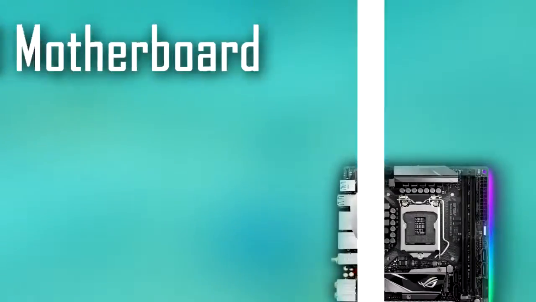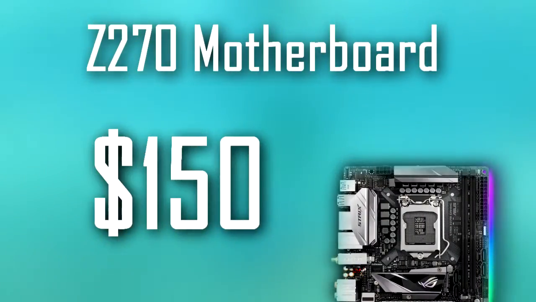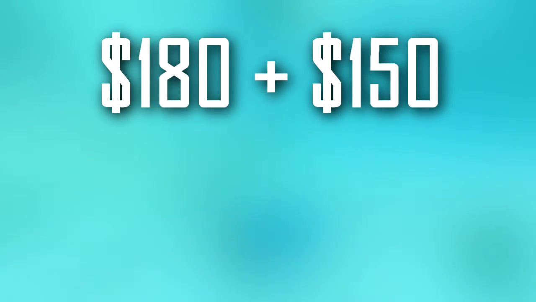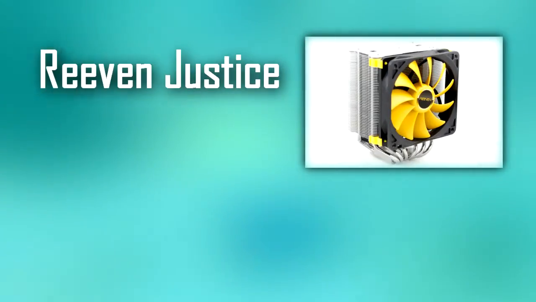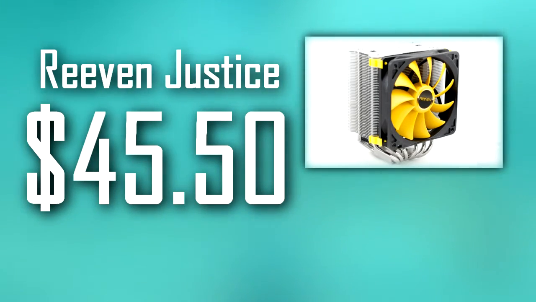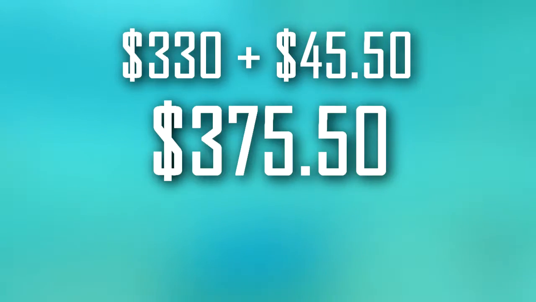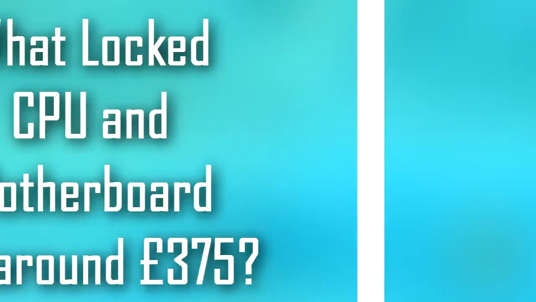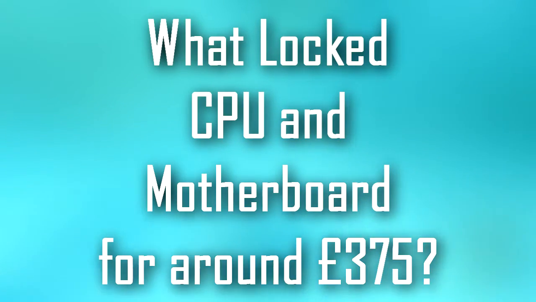We will need a Z270 motherboard, which will cost about $150, so that's already $330 in total. And not only that, we would need a relatively beefy CPU cooler in order to get enough cooling to push it above maybe even 5 GHz. The Riven Justice should do this. This costs around $45.50, so that pushes our final budget to around $375.50. So if we were to buy a non-overclockable chip, what will we potentially get for around that price tag?